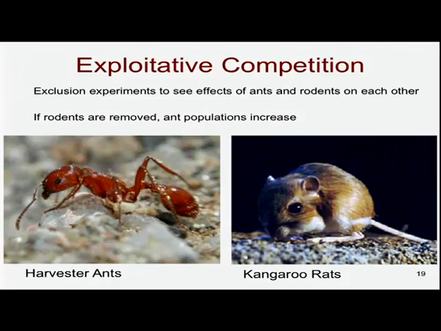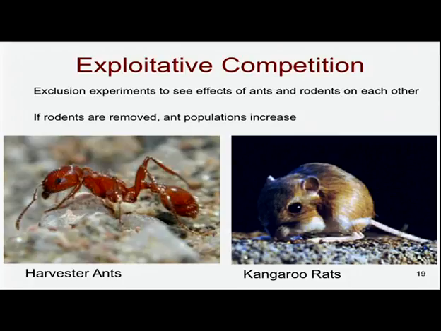Okay, so exploitative competition is a little harder. It's not so bad. It's relatively easy to understand, but it's not the typical kind we think about. Exploitative is when two different species are in competition for the same food source, but not at the same time.